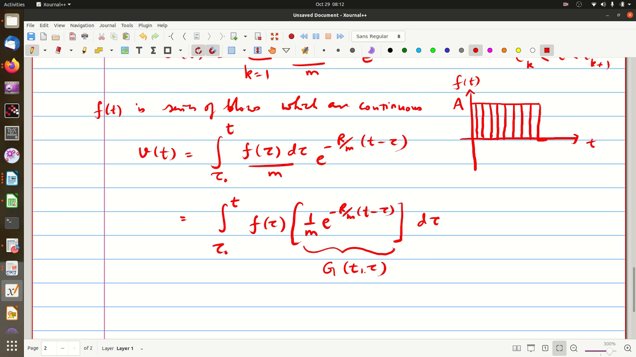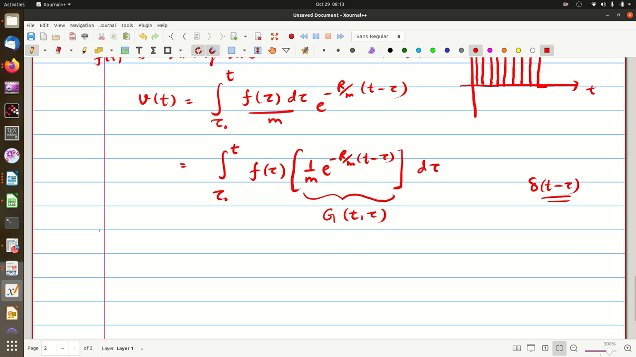So g of t comma tau is basically the solution of the non-homogeneous problem, where the non-homogeneous function is substituted by the delta function, delta of t minus tau. When you substitute delta of t minus tau, the solution that you get is what we call the Green's function. Now obviously we made a large number of approximations as we were discussing the solution, and one has to check whether this solution really satisfies the differential equation or not. So this solution should satisfy the differential equation 1.